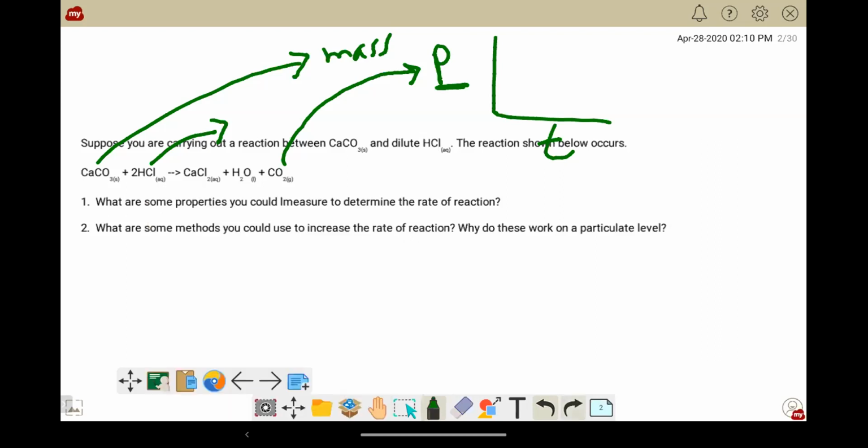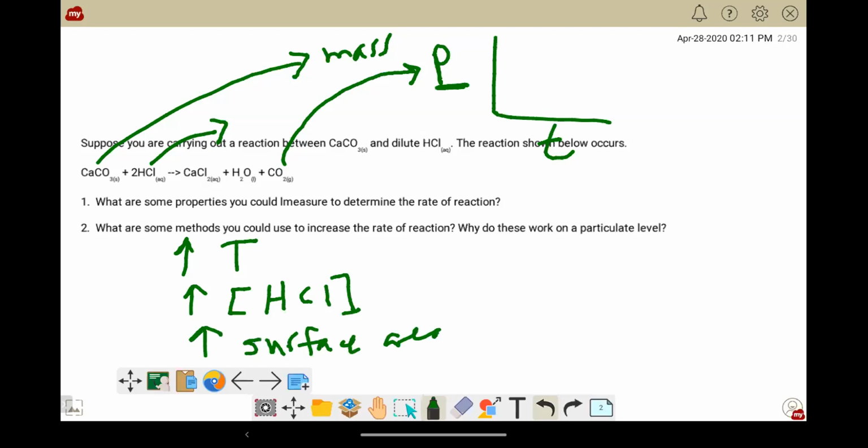So we could increase the temperature. We could increase the concentration of the hydrochloric acid solution. We could increase the surface area of the solid. If one of our reactants were a gas, we could increase the partial pressure of that gas, which would be analogous to increasing the concentration of the HCl.